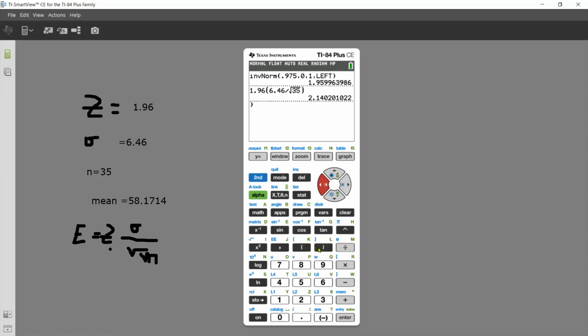And what I'm going to do is take my mean, which is 58.1714, and subtract my error term from it, giving me 56.0312. And my other answer is going to be 58.1714 plus, I'm going to add it on, 2.14. So this is going to give me 60.3116. Okay.